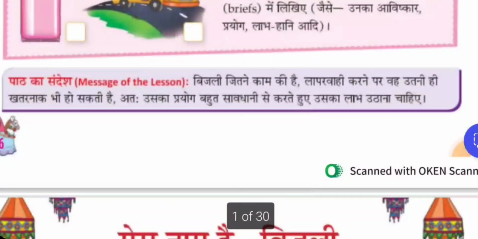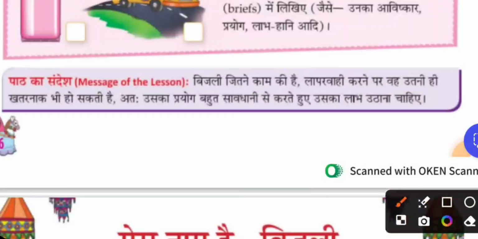What is the message of this lesson? पाठ का संदेश, बिजली जितने काम की है, so how much usage is there for electricity, लापरवाही करने पर वह उतनी ही खतरनाक भी हो सकती है. If we are ignoring, if we are not taking care, if we are not showing any precaution, then it is very dangerous for us also. अतः so because of this उसका प्रयोग बहुत सावधानी से करते हुए उसका लाभ उठाना चाहिए. With a lot of precautions, cautiously we have to use electricity and take the benefit out of it.